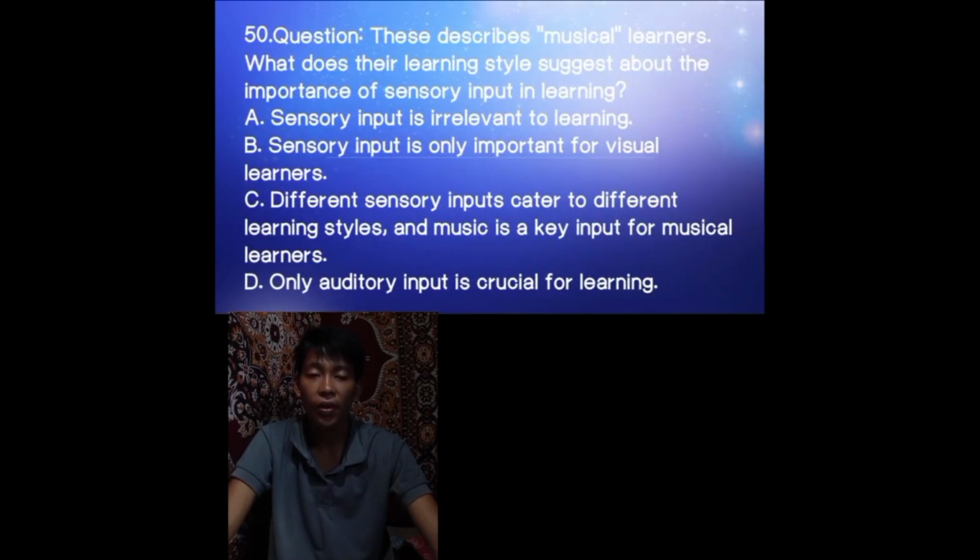Number 50 question. This describes musical learners. What does this learning style suggest about the importance of sensory input in learning? A. Sensory input is relevant to learning. B. Sensory input is important for visual learners. Letter C. Different sensory input cater to different learning styles and music is a key input for musical learners. Letter D. Only auditory input is crucial for learning.